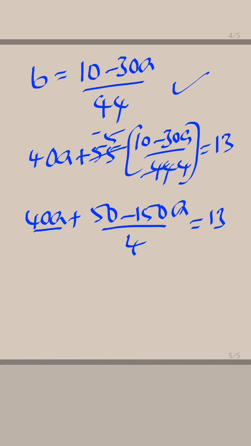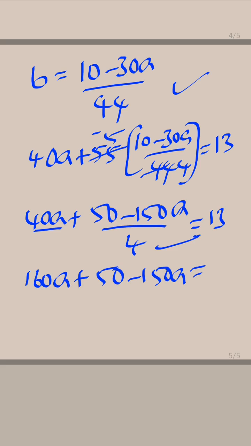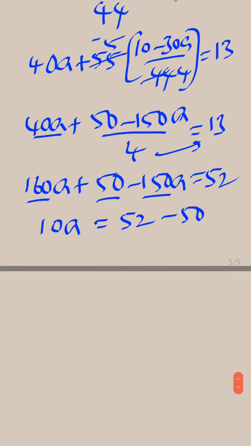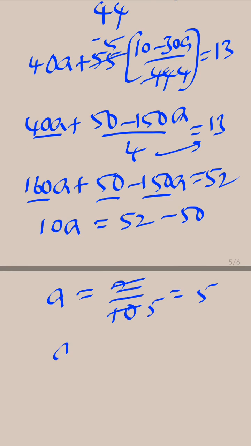So for 4s are 160a plus 50 minus 150a is equal to, with this 4 we have to multiply, 4 13s are 52. So here 160a minus 150a, that is 10a, that equal to 52 minus 50. This 50 I send this side. Then I'll get a is equal to 52 minus 50 is 2 by 10, that is 5s are, so that equal to 5, that means a is equal to 5. A value we got it.